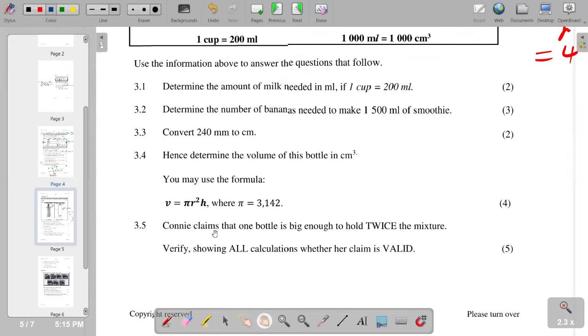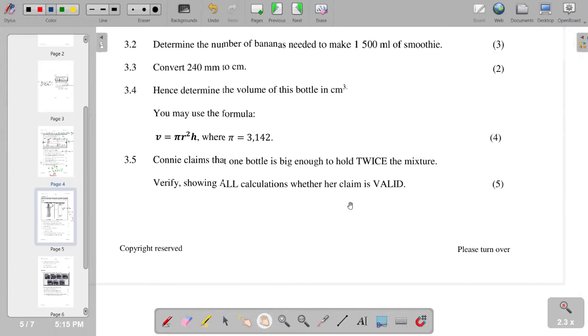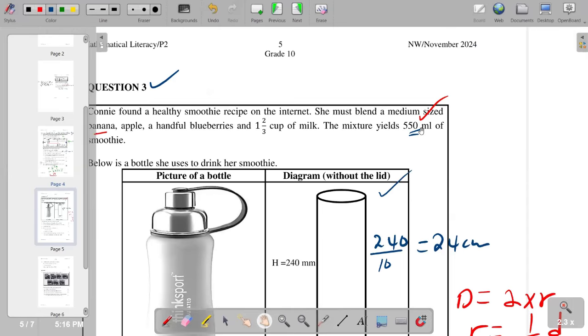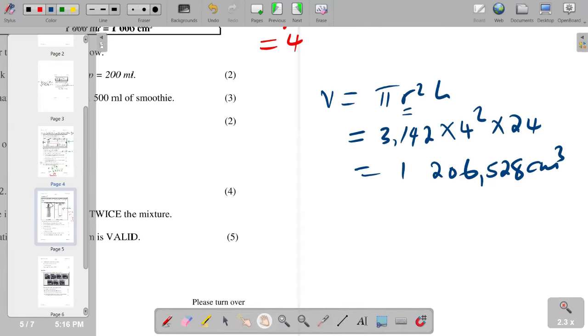The next question, 3.5: Connie claims that one bottle is big enough to hold twice the mixture. Verify, show all calculations, whether the claim is valid. So one bottle, we have seen that the volume of the bottle is 1,206.528. So we want to see if it can hold twice the mixture. So the mixture, of course, we see that it has 550 milliliters. The mixture has got 550 milliliters. So we divide this volume that we got by 550.